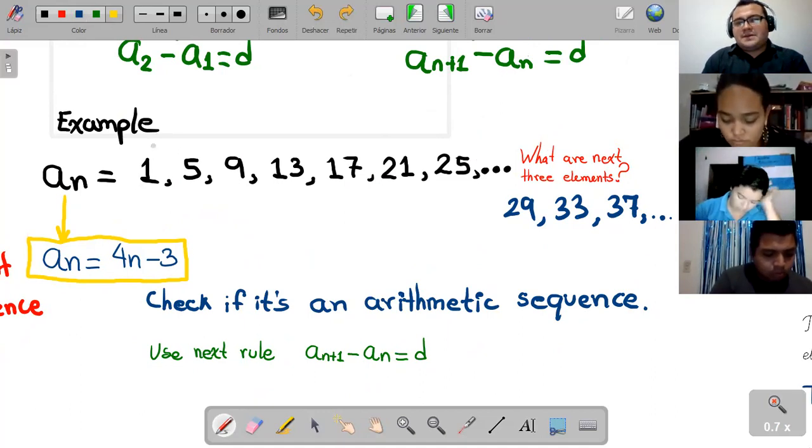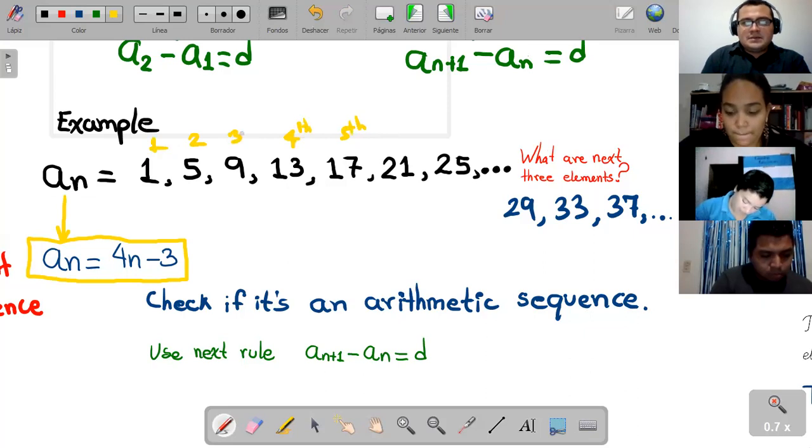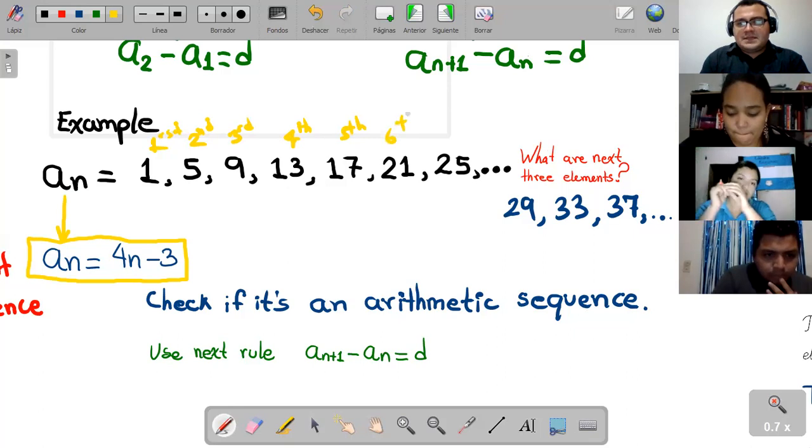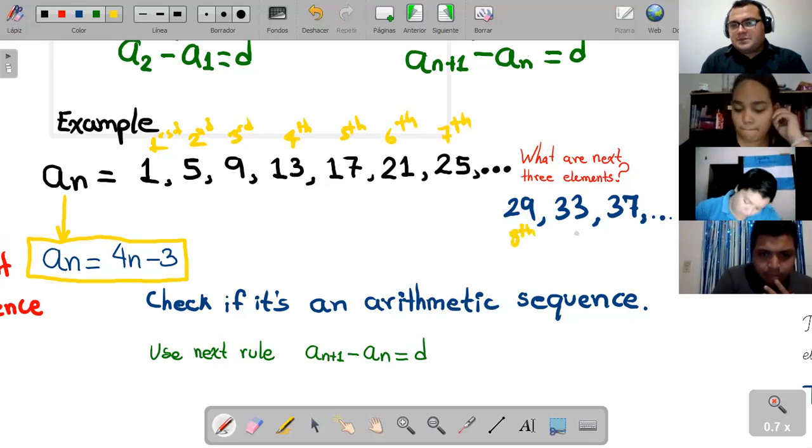So here you have your first element, your second, your third, your fourth, fifth. Let's write over there the ordinals: first, second, third, fourth, fifth, sixth, seventh, we have the eighth. We have until which one?